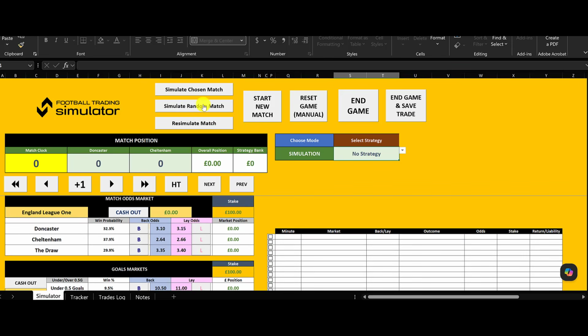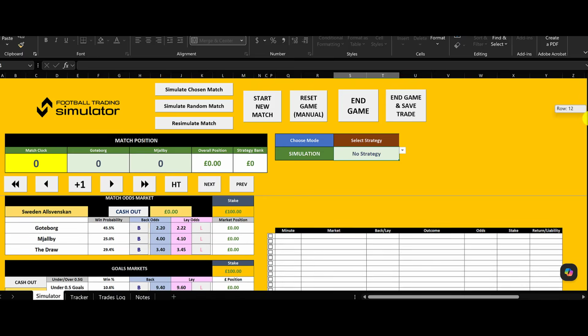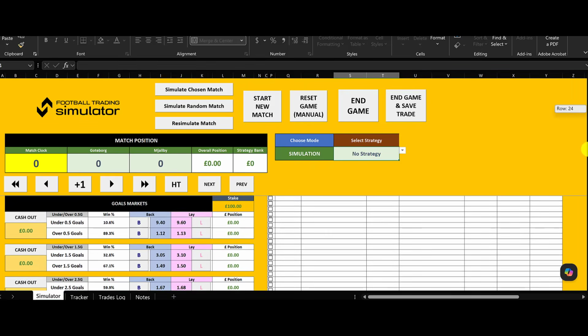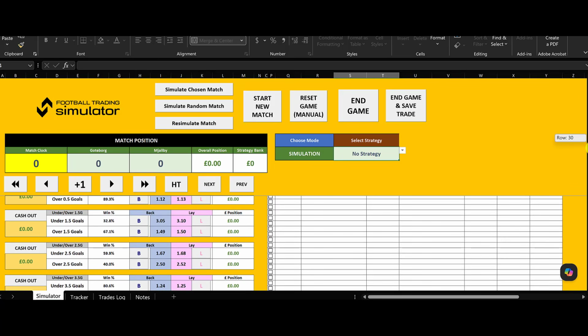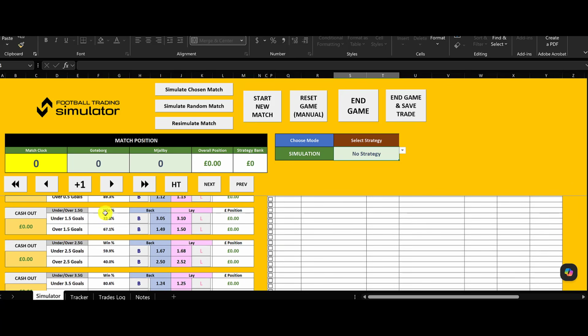We can bring up some random matches and then we can just see how the market moves. If we wanted to get an idea of how the over and under 2.5 goals market moves, and the under 1.5 and whatever, we can move the clock forward. As you know, with every minute, the odds are going to rise on the over 1.5 and the over 2.5. This will move it forward 5 minutes, this will move it forward 10 minutes, and you can really learn the markets just like this.